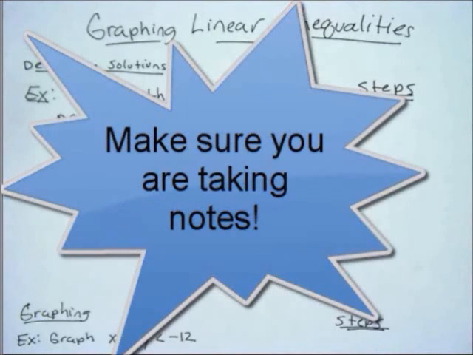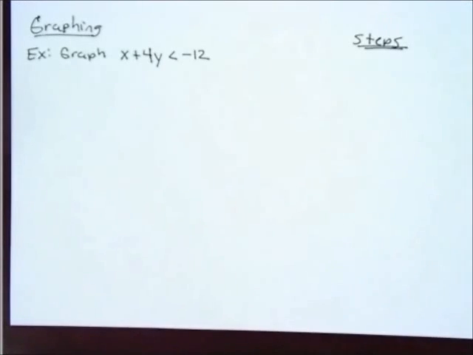Alright, today we are graphing linear inequalities. We've got two variables, an x and a y, so just like we would use point slope to graph a line, we're going to have lines here, but they're going to be inequalities, so we're going to have shading involved because there's more than one answer to what's happening. So I have the inequality x plus 4y is less than negative 12.